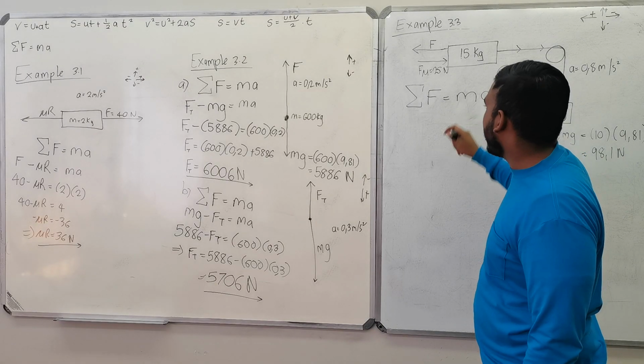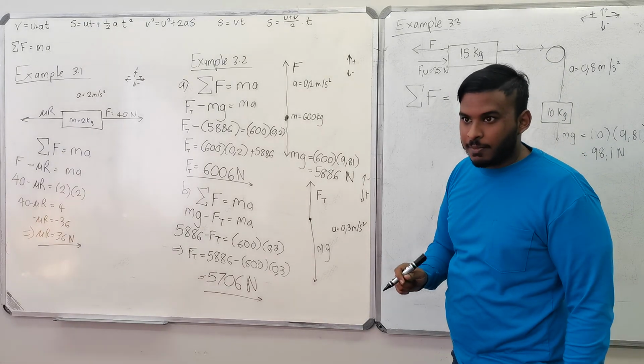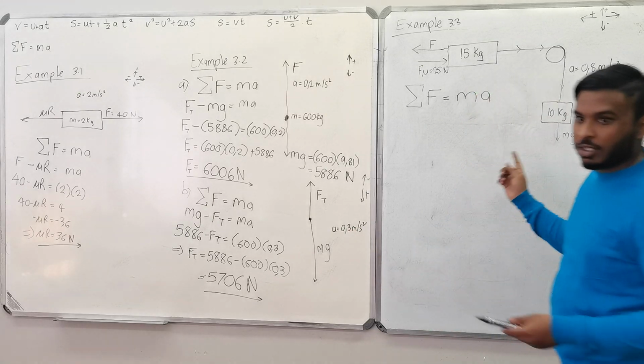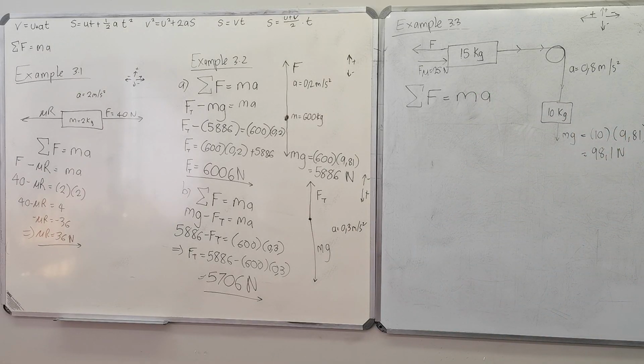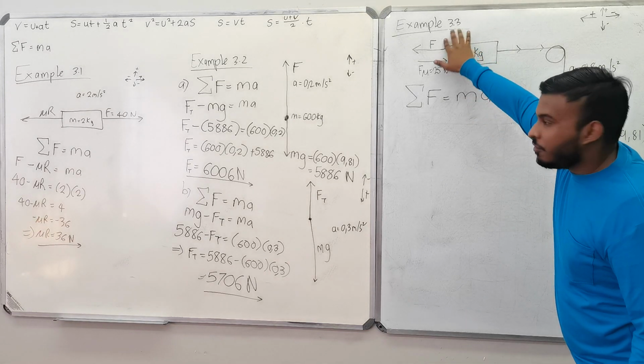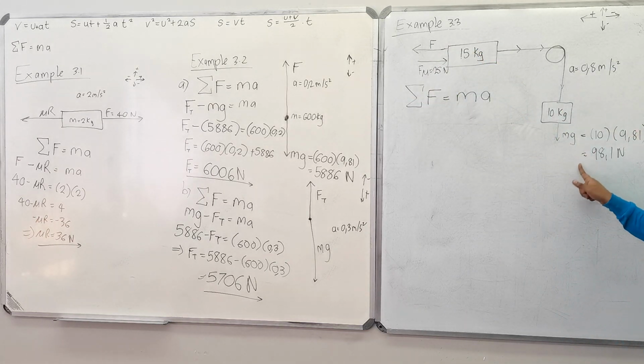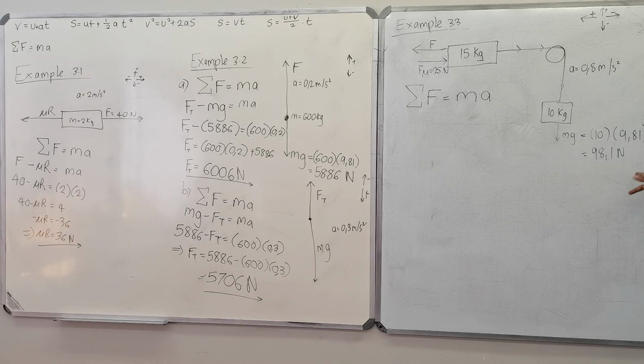Before I come to that part, your sum of your forces is what? How many forces are acting on it? Three forces. What's your three forces? Your applied force, frictional force, and gravitational force, the force by the weight of the 10 kg. I told you not to call this one the frictional force.